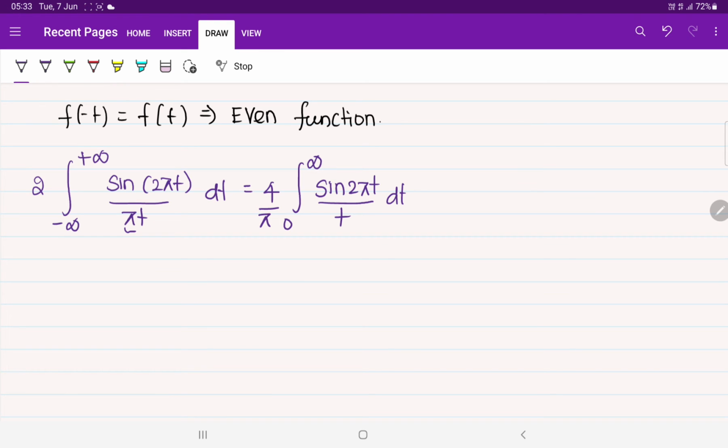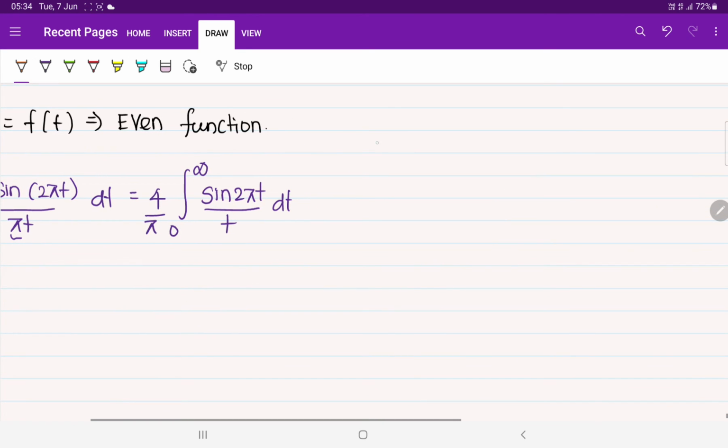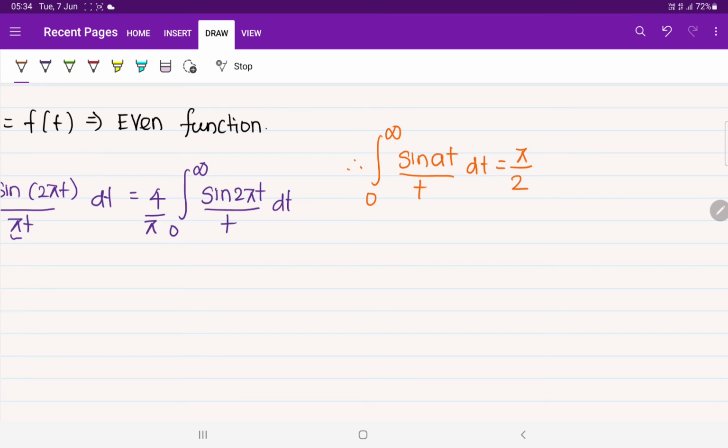Do you remember this property? If you exactly recollect the previous class lectures, I have given one property. The integration with limit 0 to infinity of sin a t upon t into dt will always be equal to pi by 2. Do you remember? This property we saw already. It doesn't matter what value you have for a. Here they kept 2 pi t, but I said whatever it is, the whole value will be equal to pi by 2. Now we can simply replace this whole value by pi by 2.